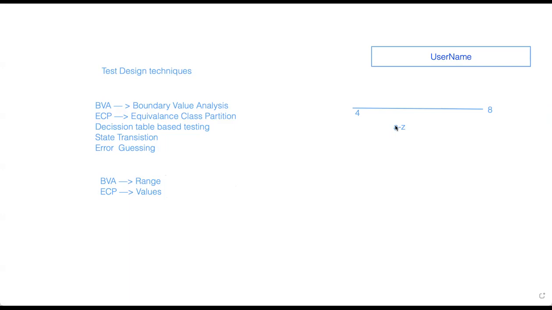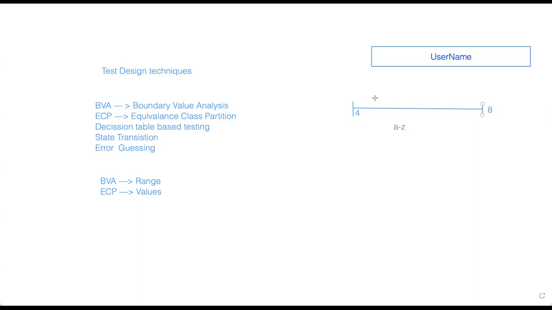As per my requirement, 4 to 8 characters are eligible. So the BVA technique divides the boundaries: this is one boundary and this is another boundary. Boundary means the corner, the edge cases. Here the minimum is 4 characters and the maximum is 8 characters. Beyond this, whatever I have written, those are invalid. Within the boundary, those are the valid cases.